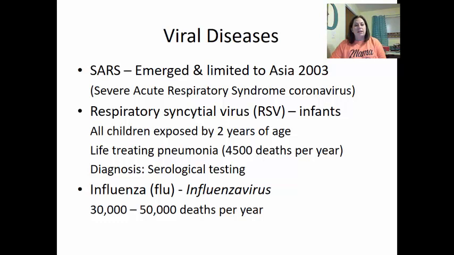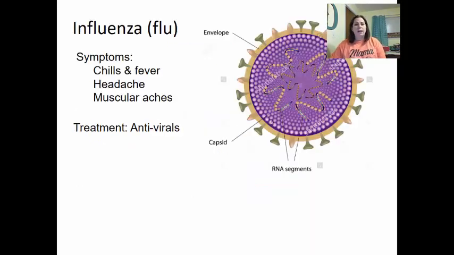We also see influenza. This is going to be the flu. This is the influenza virus. There are 30,000 to 50,000 deaths per year from influenza. So looking at influenza, this is the flu. The symptoms that come along with the flu are going to be chills and fever, headaches, and muscular aches. The treatment that we have to use for the flu, since it is a viral infection, is antivirals. You'll notice that the flu virus is an enveloped virus.